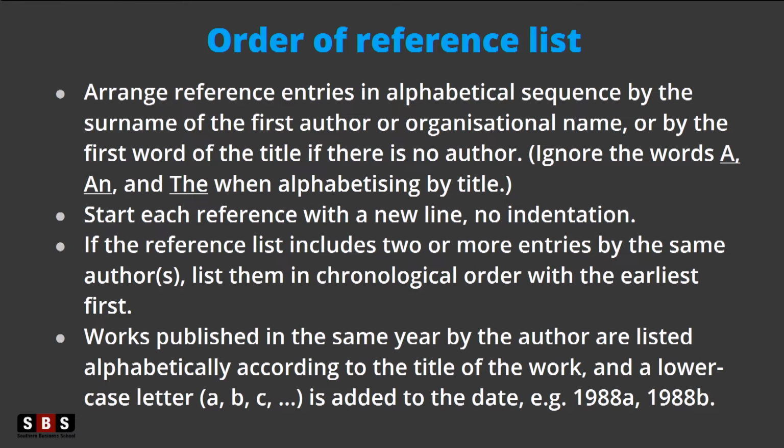If by any chance those sources have been published in the same year, then you will list them in alphabetical order according to the title. But next to the second entry, which is your date of publication, for the first one you would put the year, as in this example, 1988A, and for the second source, which was published in the same year, you will put next to your date, which is 1988, the letter B to distinguish between the two.